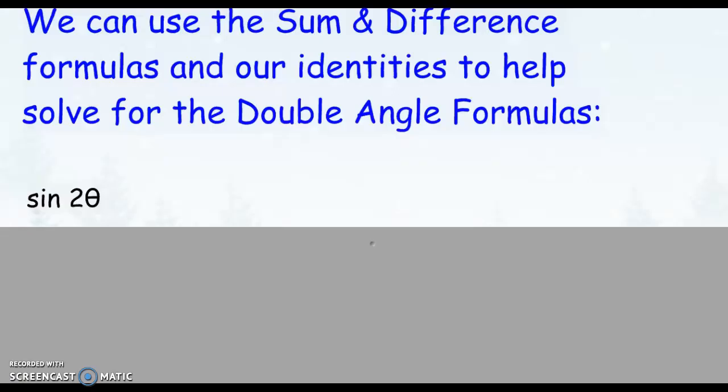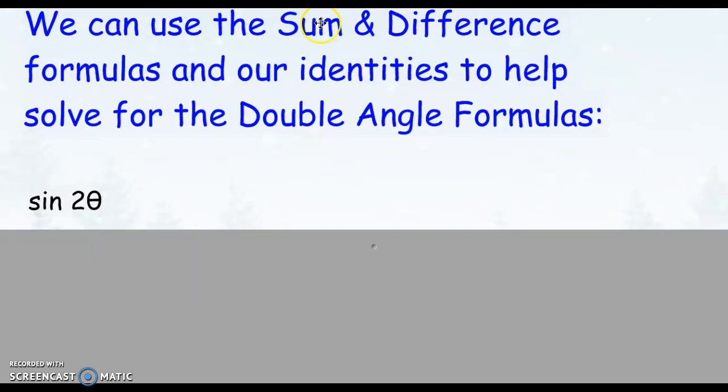And these should look familiar to you. Mr. Carlson talked about these last year with you, or you should have seen these in your regular Algebra 2 class. So we can use the sum and difference formulas for identities to help solve for double angle formulas. And double angle literally just means taking twice the angle. So if I have 2 times theta, remember theta is part of that angle. You can't take that away from it.